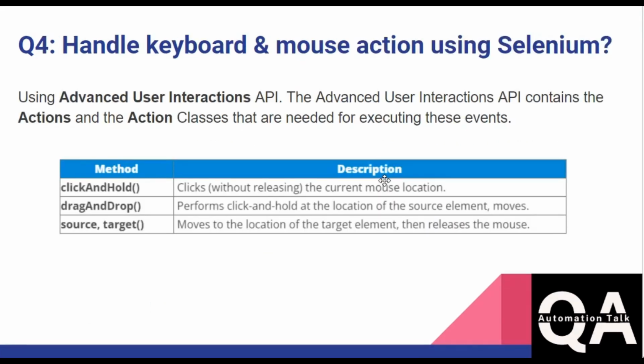The question is, how to handle keyboard and mouse actions using Selenium? For that we have the advanced user interaction API. That API contains the Actions class and Action class. That is going to help you execute the events with keyboard and mouse. You can see the methods here, such as click and hold, drag and drop. You can use these methods to perform what you want using keyboard and mouse. I think the Actions class is going to help you with that.